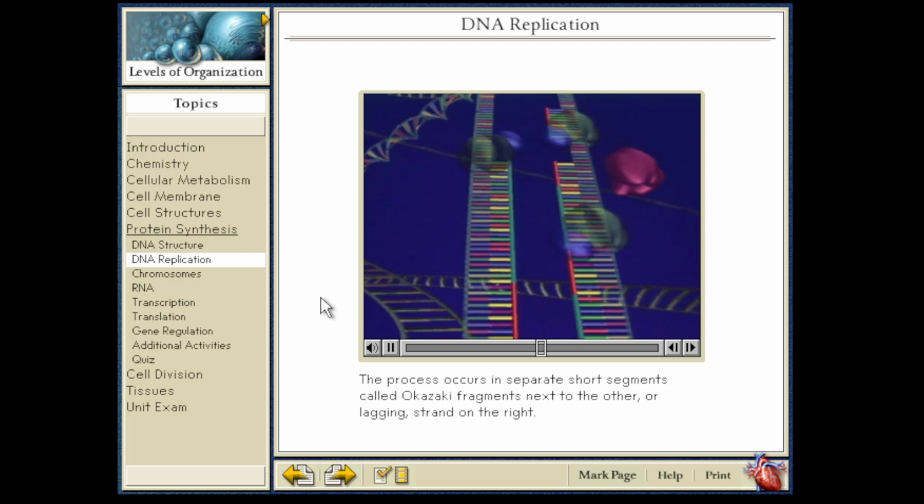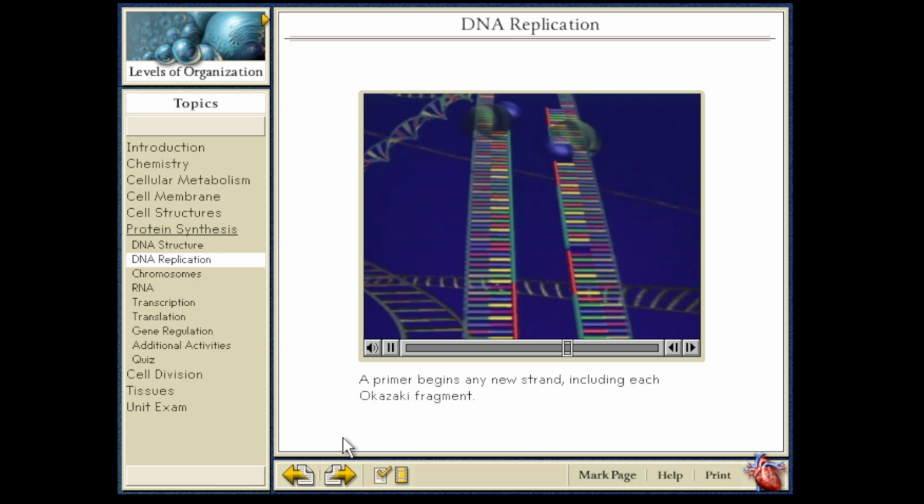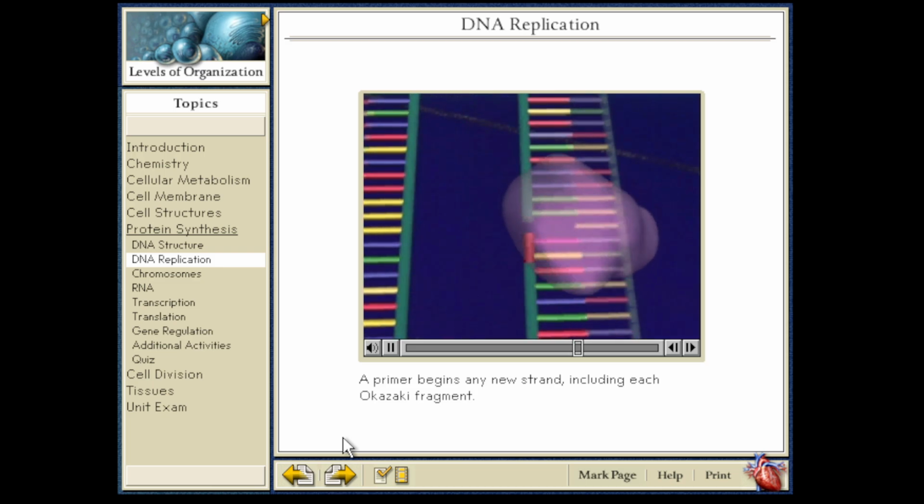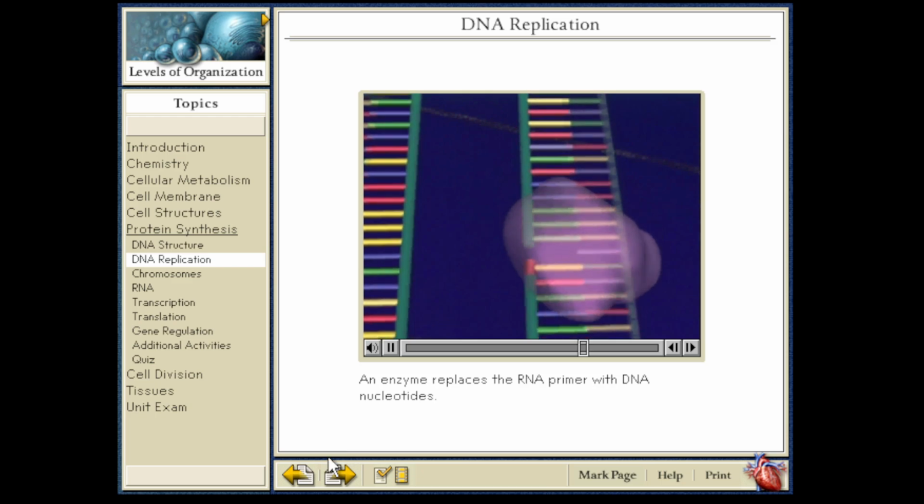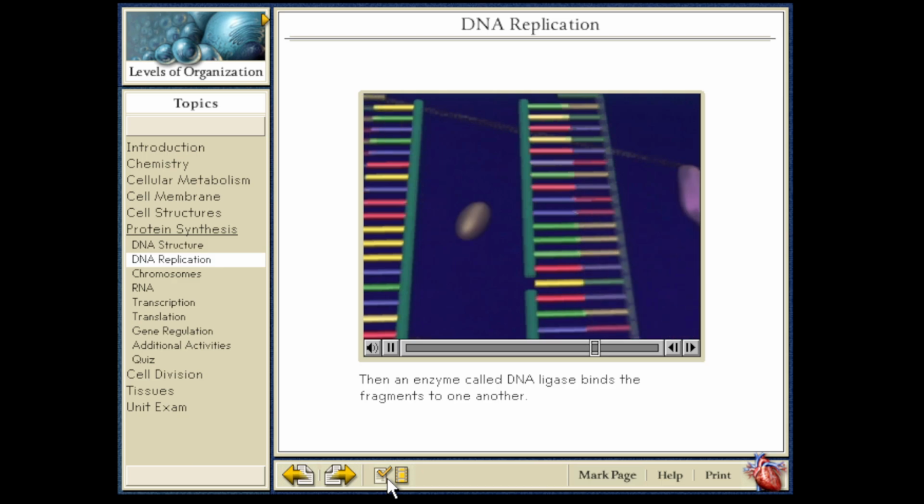This difference is due to the fact that DNA polymerase can only add new nucleotides to the 3' end of a nucleotide strand. A primer begins any new strand, including each Okazaki fragment. An enzyme replaces the RNA primer with DNA nucleotides. Then an enzyme called DNA ligase binds the fragments to one another.